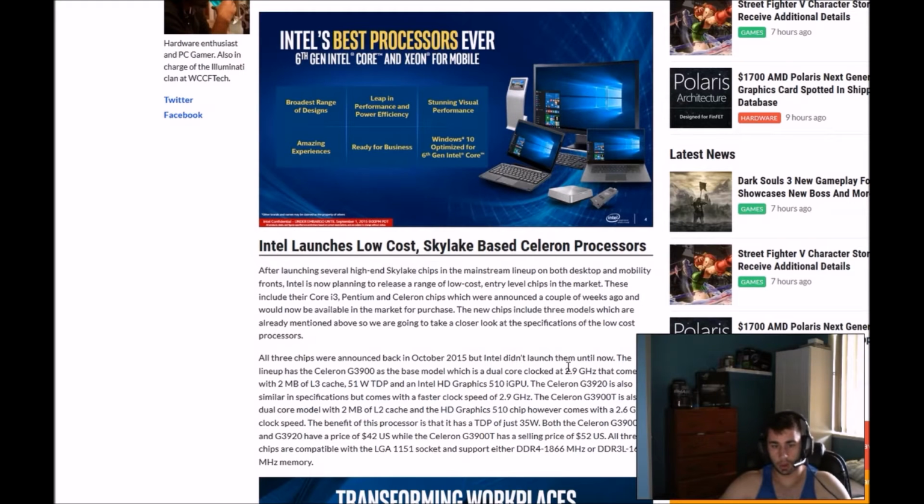planning to release a range of low-cost entry-level chips on the market. These include the i3, Pentium and Celeron chips, which were announced a couple of weeks ago and would not be available in the market for purchase. The new chips include three models, which are already mentioned above, so we are going to take a close look at specification of the low-cost CPUs.